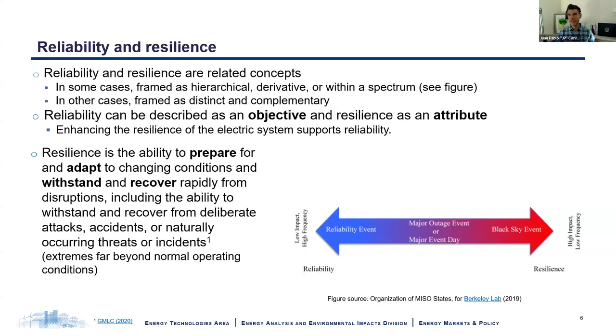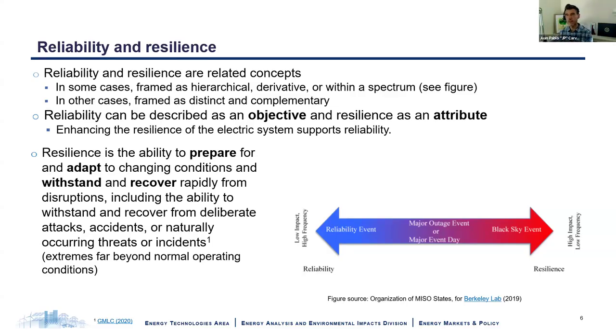So this is kind of one approach. In other cases, they're framed as very different and complementary. So we have reliability here and resilience. They deal with different things. I personally like this spectrum more, in part because it allows us to move more flexibly on both sides. And eventually, as we start defining better and more commonly used resilience metrics or resilience methods, this spectrum can be shifted towards the left and be more balanced.